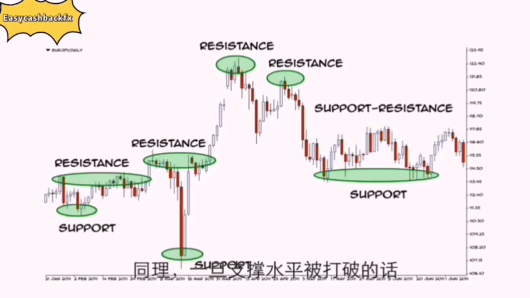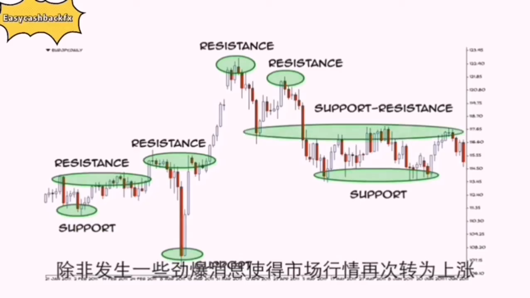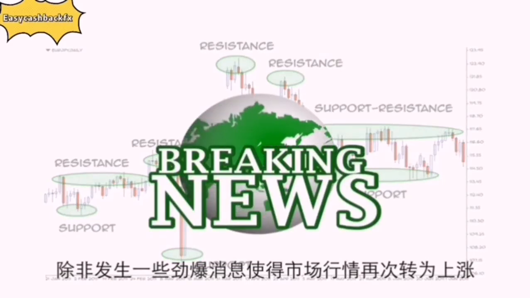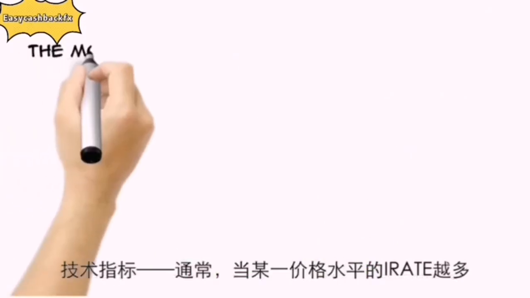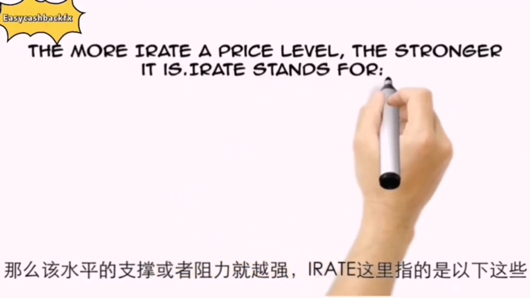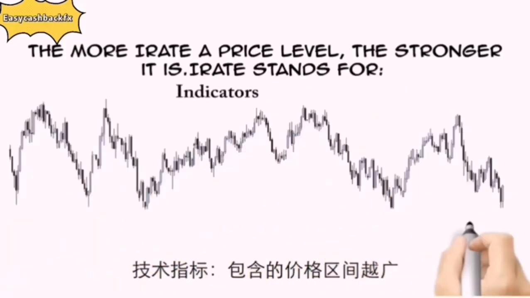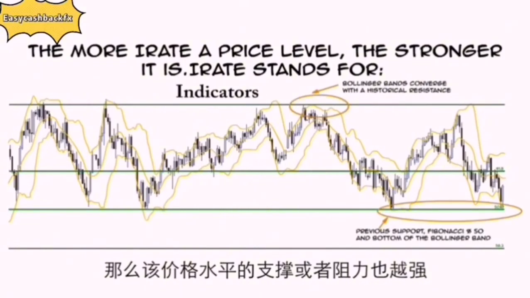Similarly, once a support level is broken, markets will view it as a maximum or full price until something happens to convince markets that the currency pair is once again worth more than that. The more IRATE a price level, the stronger it is. IRATE stands for indicators. The more that converge on a given price range, the stronger support and resistance it becomes.